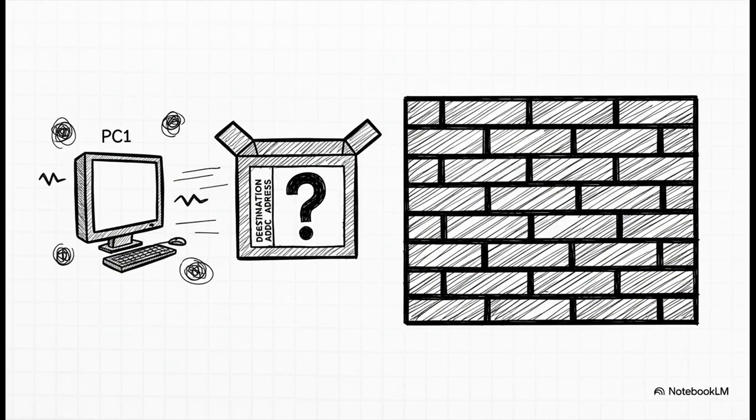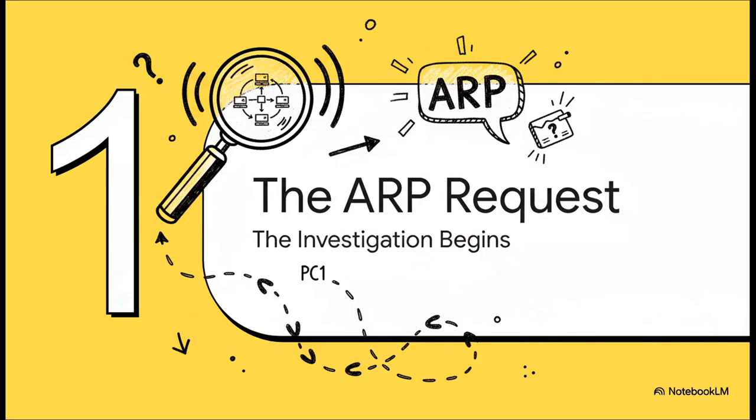And this is absolutely key. Without that MAC address, PC1 can't even start building the digital package, the thing we call an Ethernet frame, to send the message. It is completely, totally stuck. The message is all dressed up with nowhere to go. So what's a computer to do?